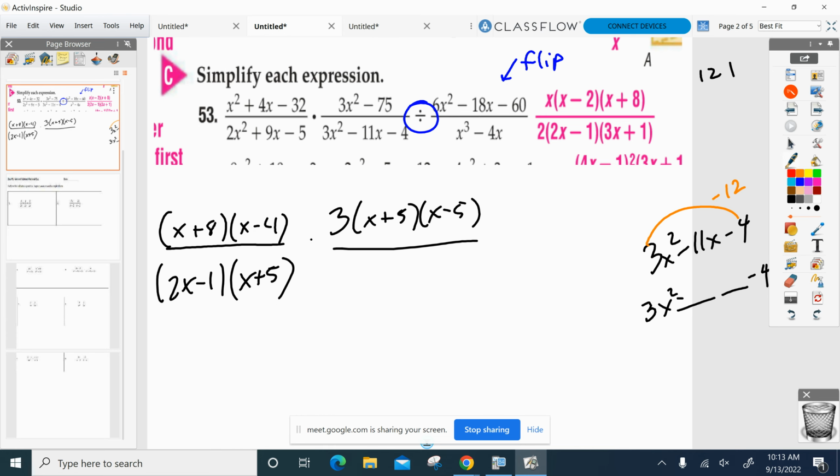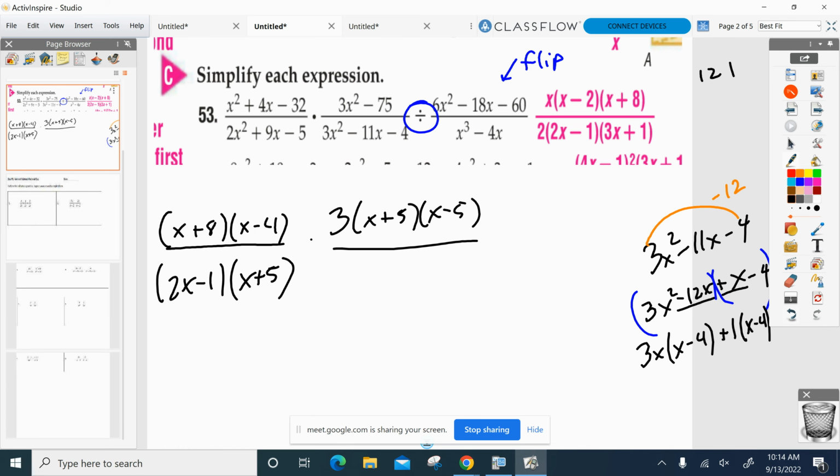Negative 12 and 1. Okay, now grouping time. What do you want to take out of the first grouping? 3x. Yep, and be left with what? X and then minus 4. Okay, you better be left with an x minus 4 on the next one. What do you want to take out? 1. Yep. And then x minus 4.